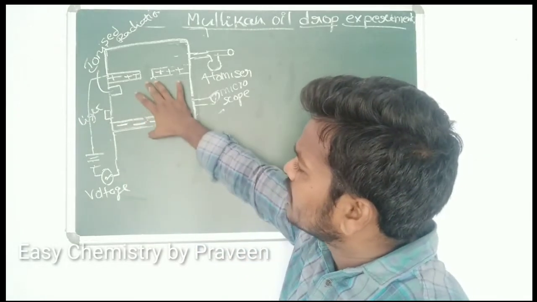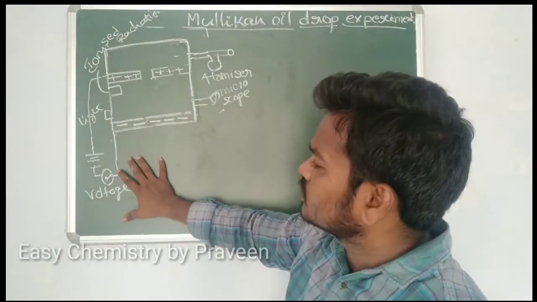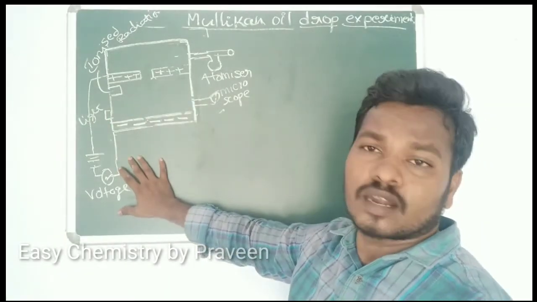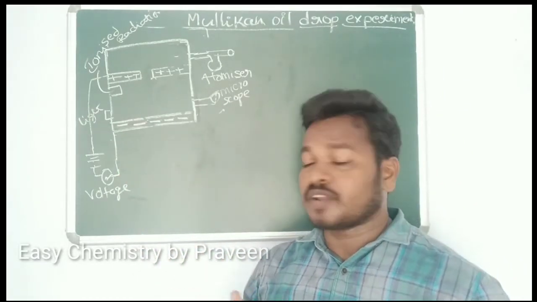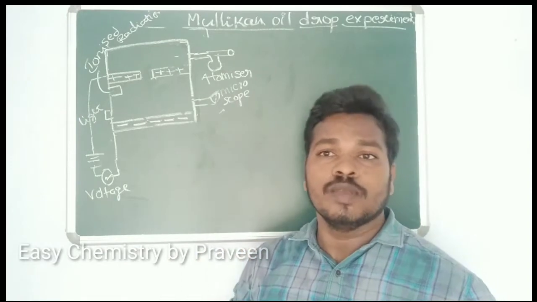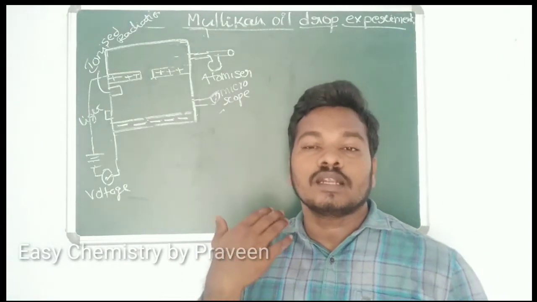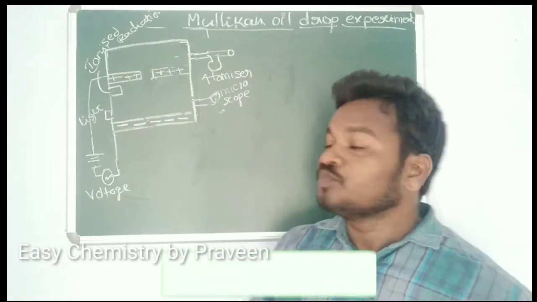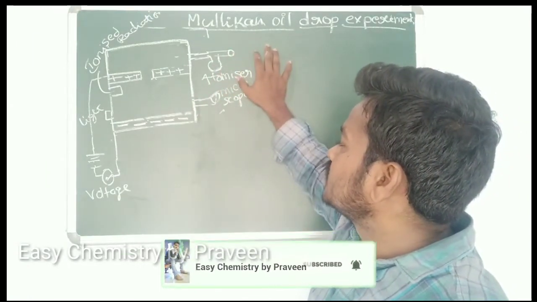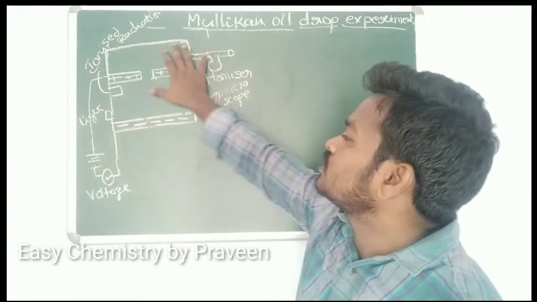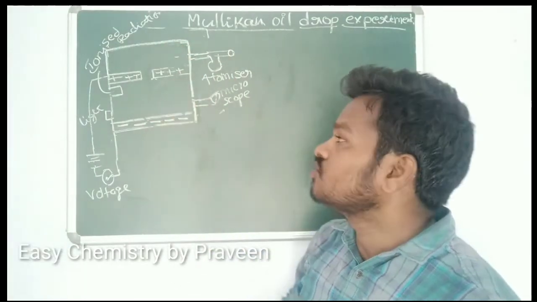These two metal plates are connected to a battery, which means electricity. To adjust how much electricity is required, a voltmeter is also present here. So what did Millikan do? With the help of the atomizer, he sprayed the mist of oil droplets inside the chamber.